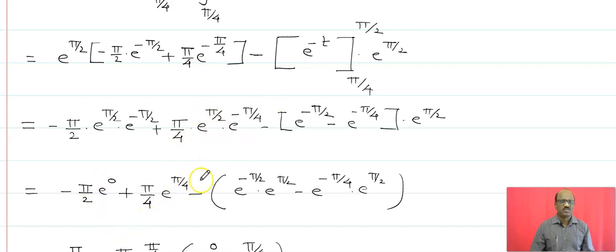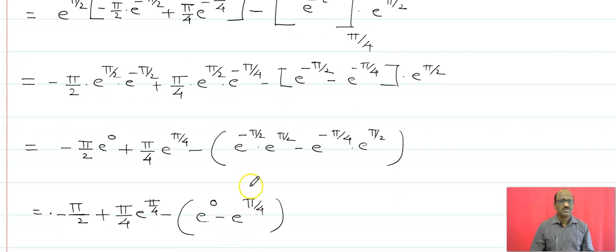E raised to pi by 2 minus pi by 4 e raised to pi by 4 minus. What about here? E raised to plus pi by 2 minus pi by 2 e raised to 0. What about here? E raised to minus pi by 4 e raised to pi by 2. Then you will get e raised to pi by 4.